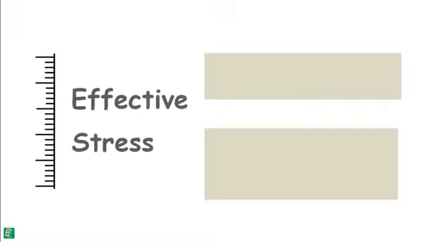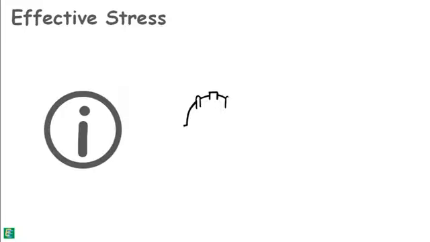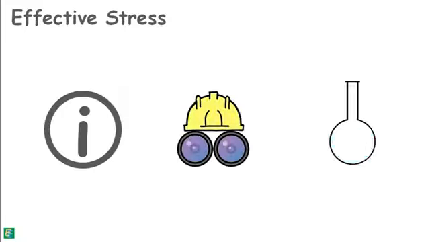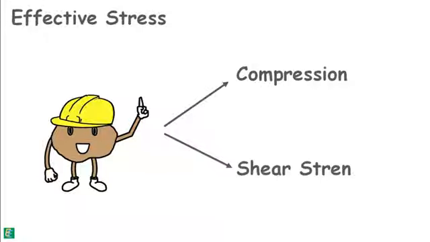So, the effective stress has no physical meaning, and therefore it cannot be measured directly. But it is deduced from two physical and measurable quantities, total stress and pore water pressure. But still, effective stress is very important and useful for the soil engineers. It has been observed experimentally that it is the effective stress that determines the engineering behavior of the soil, like compression and shear strength, not the total stress.